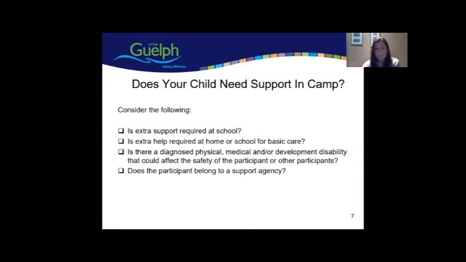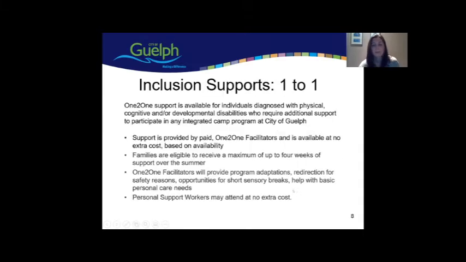So those are some of the guidelines that are now up on our website for families thinking about and questioning whether your child needs that extra support and whether you should be requesting it when you're registering. So talking specifically about inclusion support, so one-to-one. As Cheryl mentioned, we do have one-to-one support available for campers that need it, and this is for any of our integrated camp programs across City of Guelph.